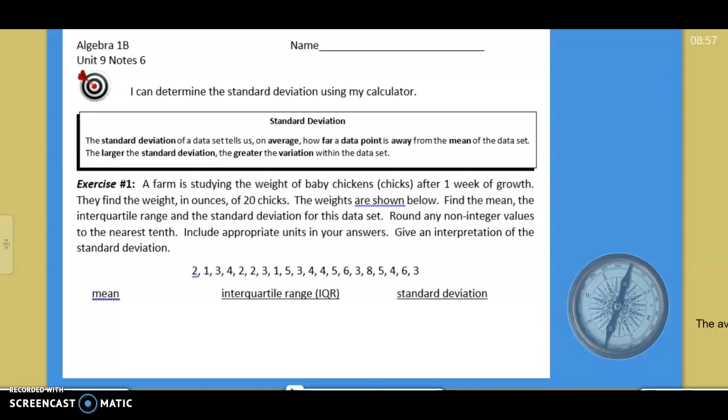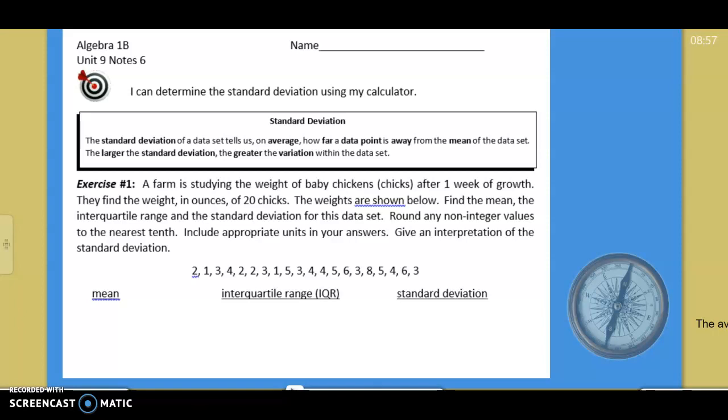So standard deviation: by the end of this, you'll be able to determine it with your calculator. There is a way to figure it out by hand. If you'd like to research that on the internet, there are 4 easy steps to do, but I'm not going to show you that today. We will do everything based on the calculator. But a quick overview: standard deviation is a relationship to the average. The standard deviation tells us, for the set, on average, how far a data point is away from the mean.